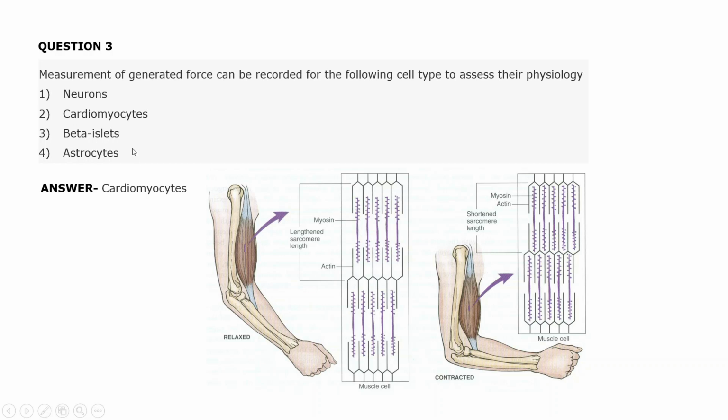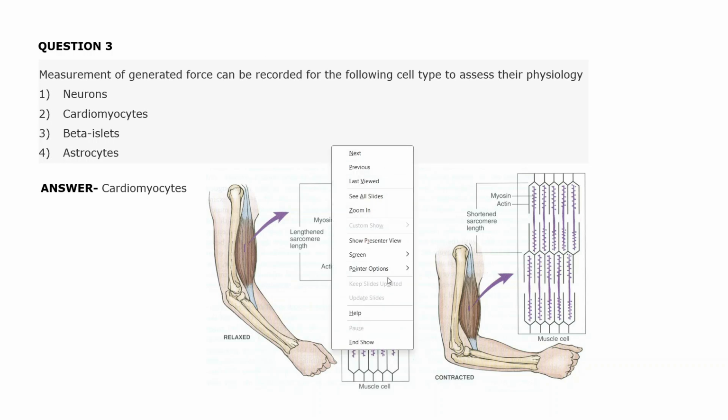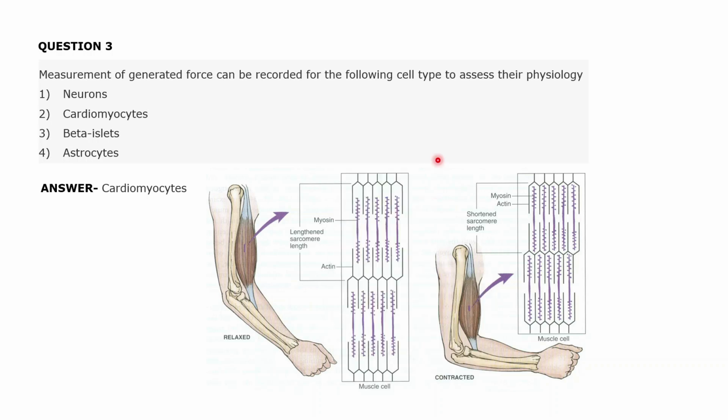So basically the answer to this question is cardiomyocyte. The measurement of generated force can be recorded for which cell type to assess their physiology? Cardiomyocyte. Other muscle types can also be used to study their physiology, not only cardiomyocyte. So does anyone have any doubt regarding this? So I think this is clear. So I will move on to the next question.